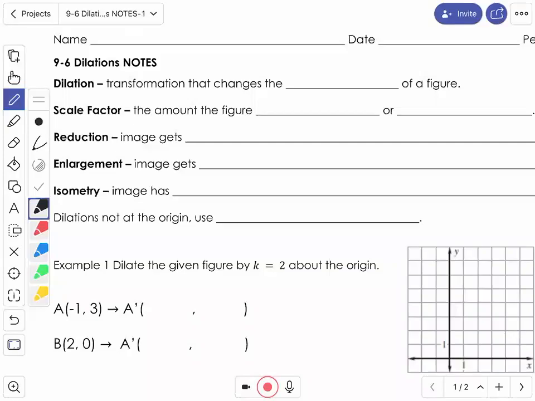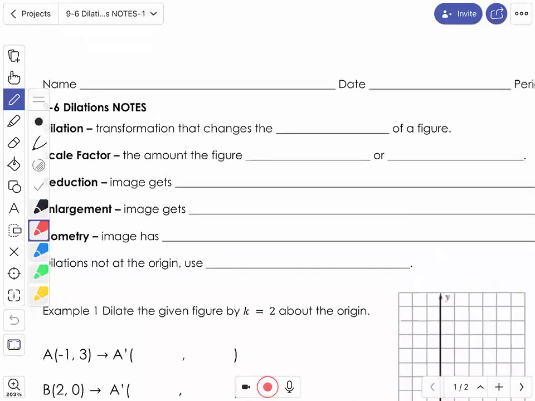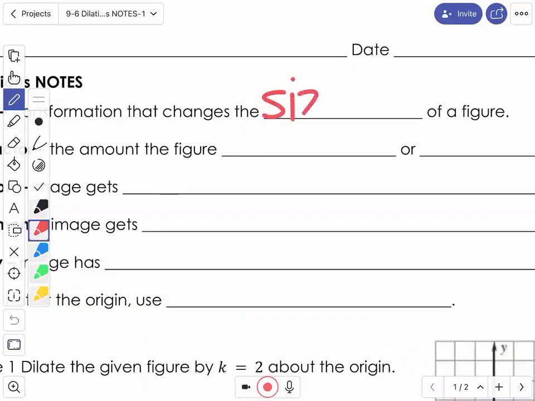All right, hi everyone. We're looking at our next part of our transformations unit, which is all about dilations. Now, we have done dilations in the past, so a lot of this is going to sound pretty familiar to you, but let's just review some of the vocabulary that we need for our dilations. So the first one that we're looking at is the definition of dilation, which specifically is a transformation that changes the size of a figure.